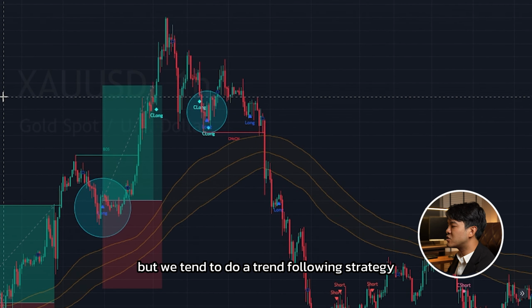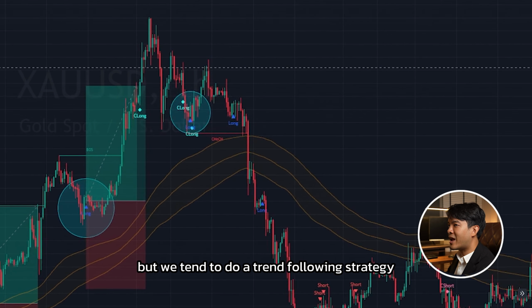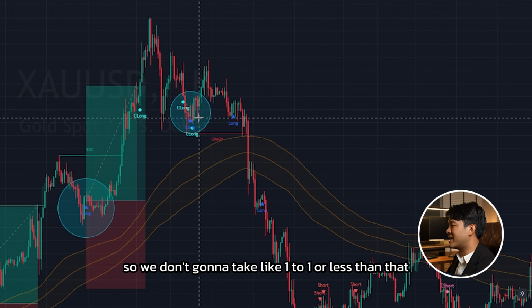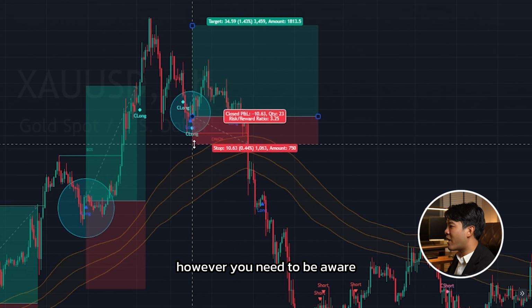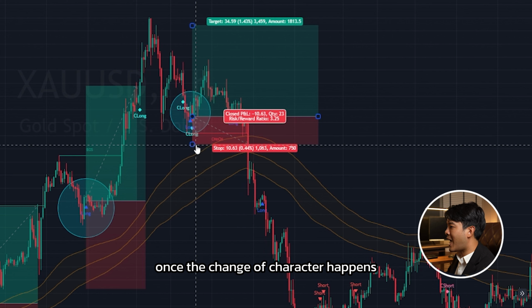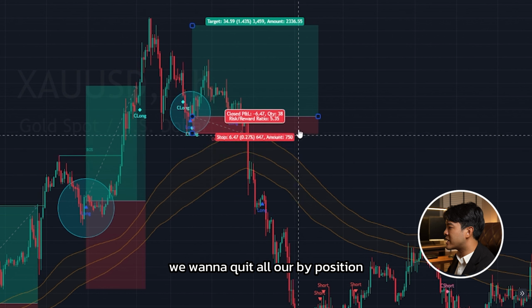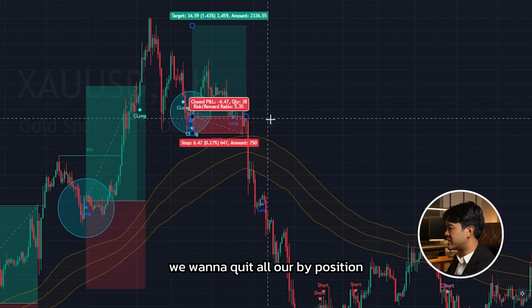but we tend to do a trend following strategy. So we're not going to take like 1-to-1 or less than that. However, you need to be aware once the change of character happens, we want to quit all our buying position.